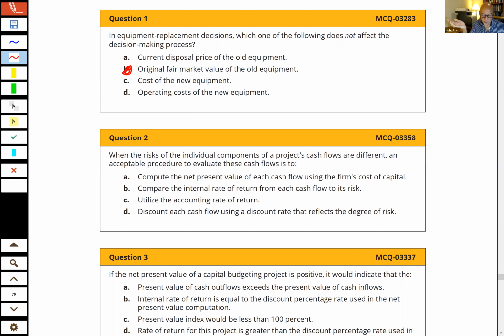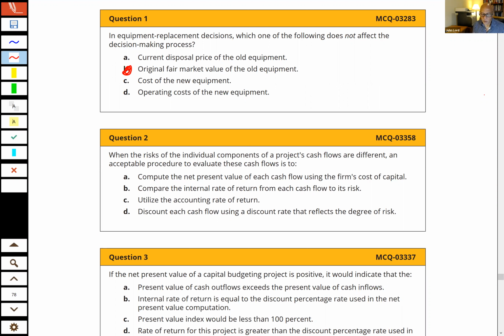Choice C, that's what we're evaluating against everything else, the cash inflows and whatnot that will come in. Operating cost of the new equipment, again, it is the net cash flow. Even though we're buying a piece of equipment, if we have to spend some money on maintenance for that equipment, then whatever money it brings in is going to be reduced by what we have to pay for the maintenance, right? So that would be considered.